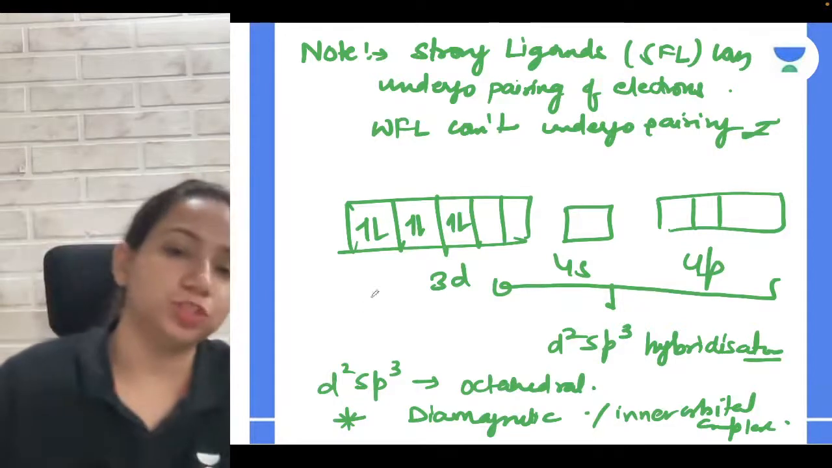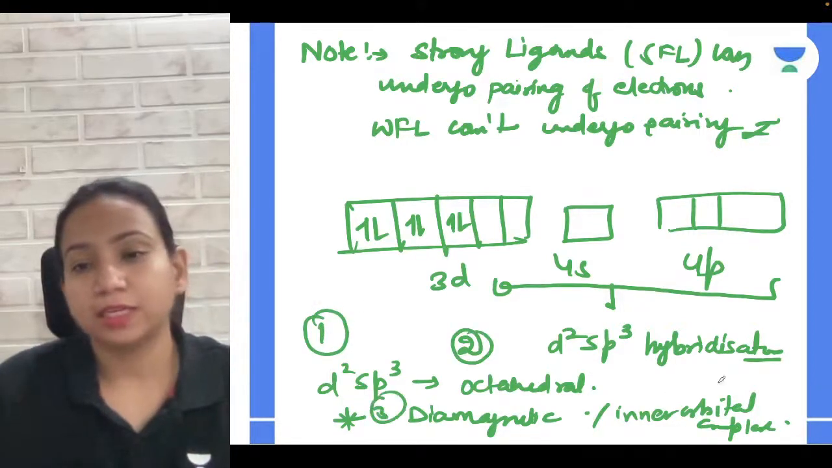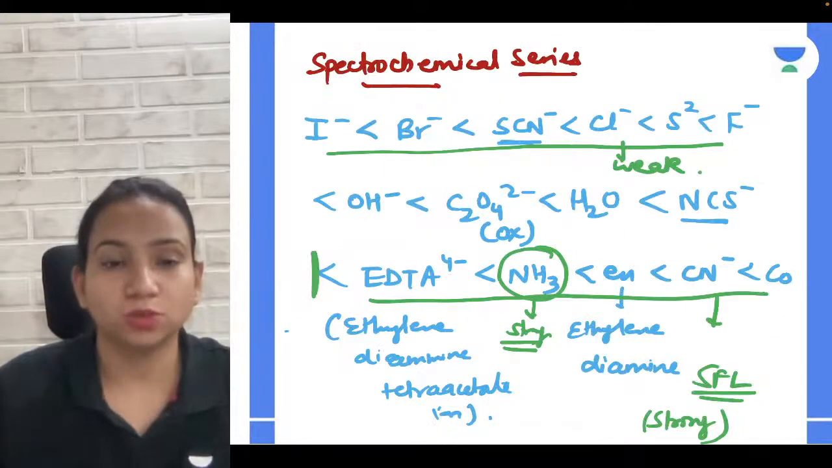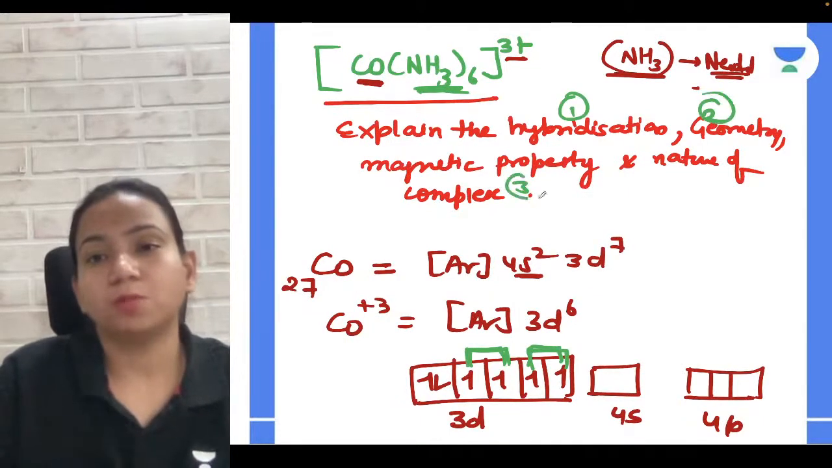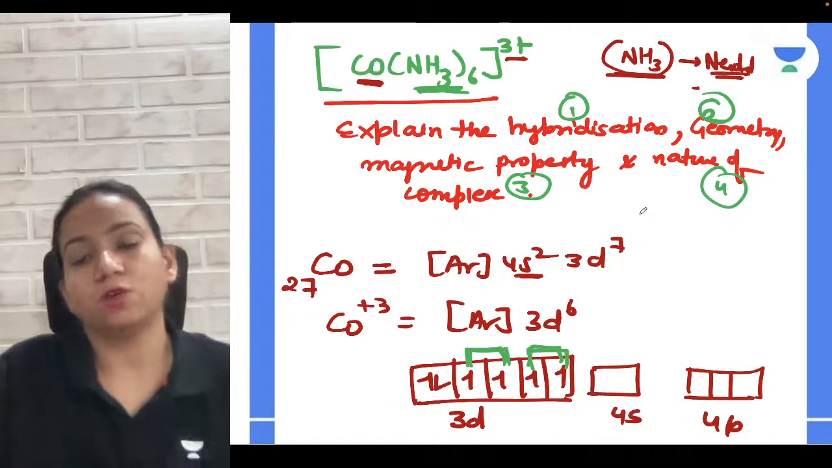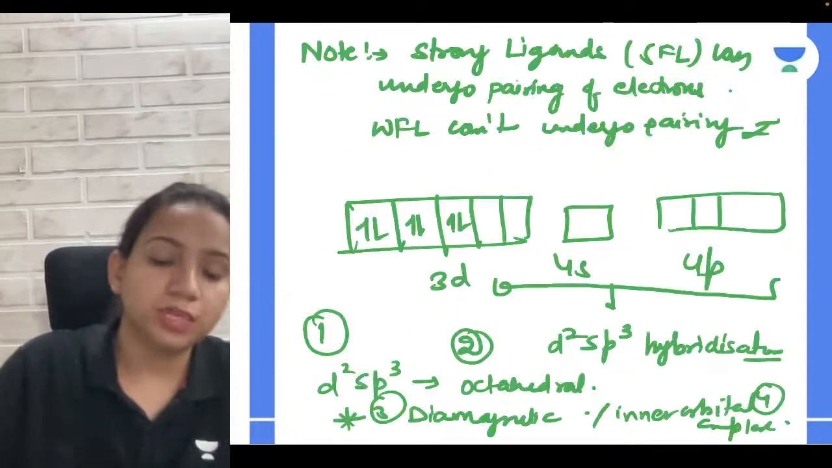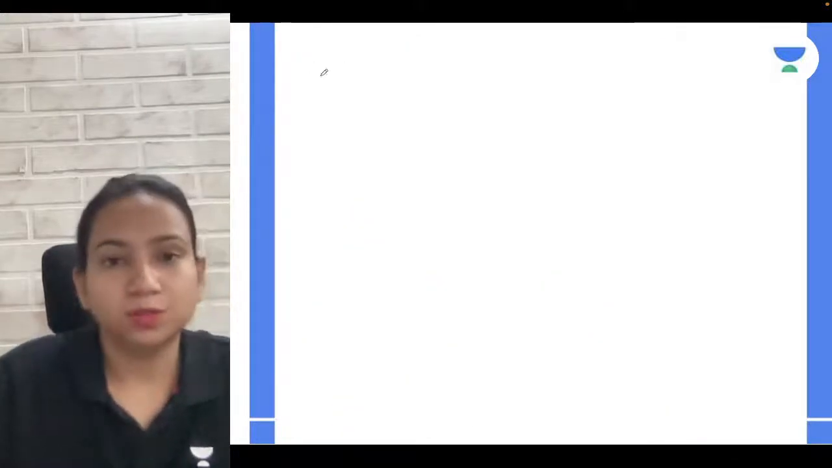So these are the four pieces of information we have got: hybridization, geometry, magnetic character, and nature of complex. We have got all the information that they asked in the question. I hope everyone is able to relate. If you're able to relate, try to do this complex, guys. You will be easily able to do it.